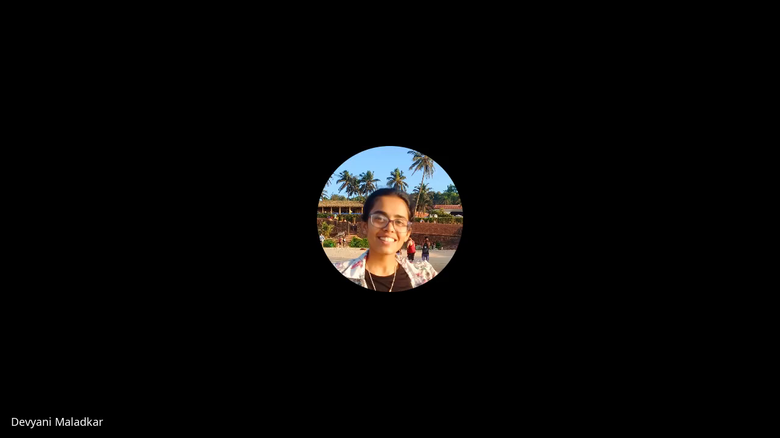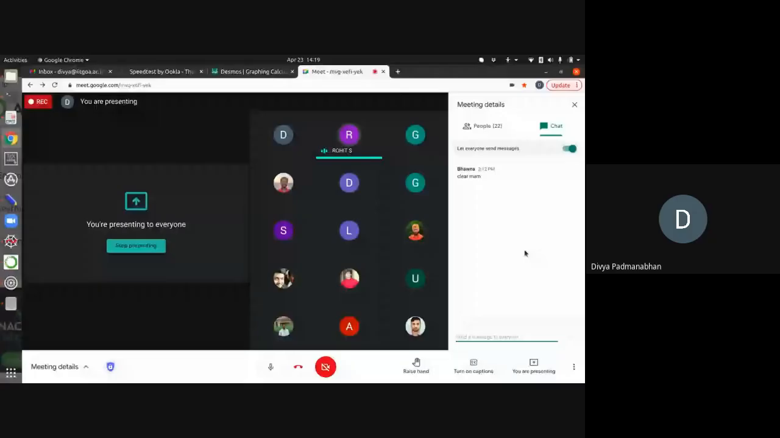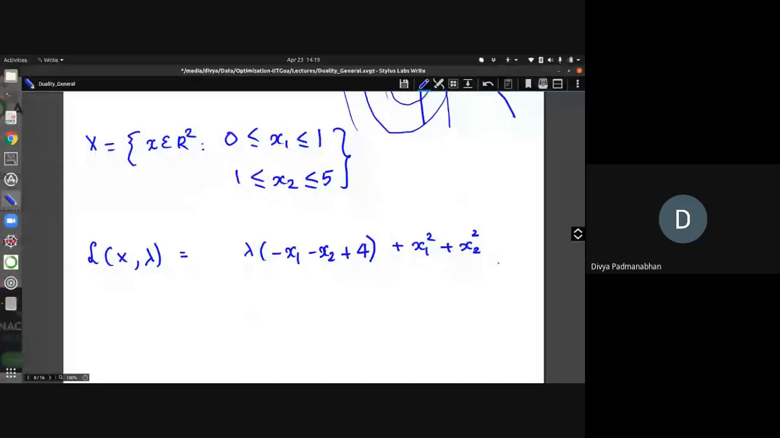Plus f of x. So x1 square plus x2. Yes, plus x1 square plus 2. Anyway, so now this is the Lagrangian. And what I'm going to do is we need to find the inf of L(x, lambda) subject to x1 between 0 and 1 and x2 between 1 and 5. So this is going to be theta.